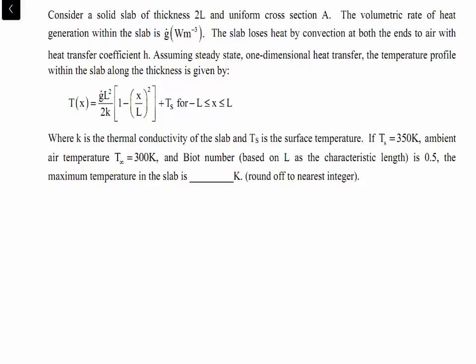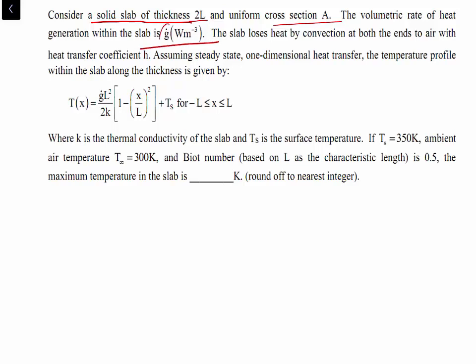This question is from heat transfer. So first we will read the question. Consider a solid slab of thickness 2L. A uniform cross-sectional area A is given. The volumetric rate of heat generation is given, that is watt per meter cube.